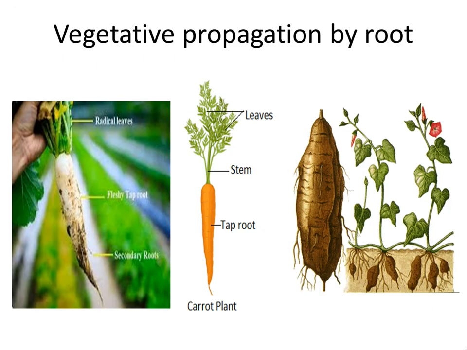Then moving on to the next one, which is root propagation. The root develops adventitious roots. So these adventitious roots grow into a new individual and they develop their colonies. Some examples for root propagation are carrot, turnip, radish, beetroot, sweet potato.